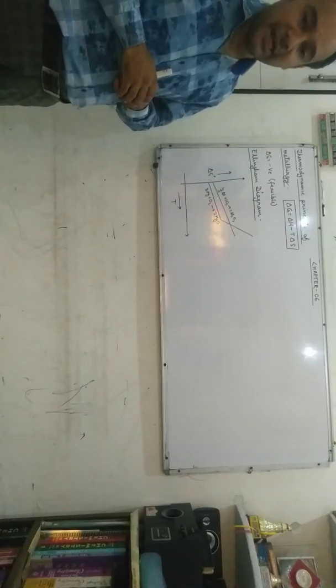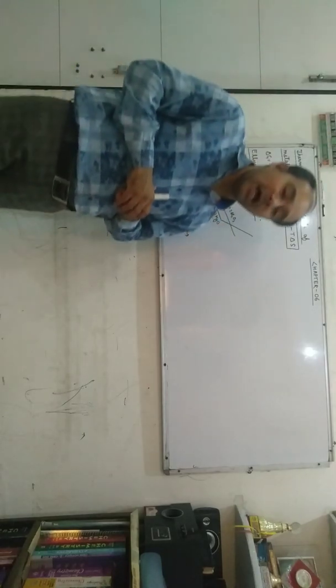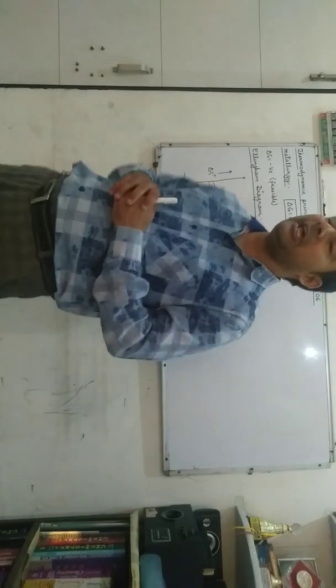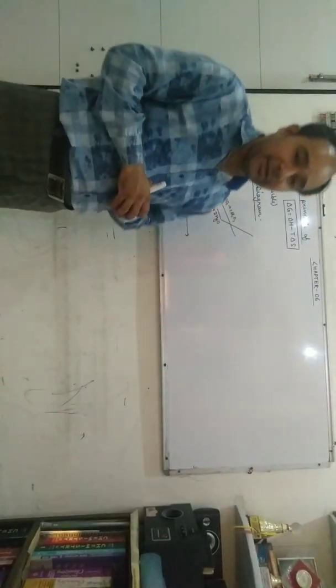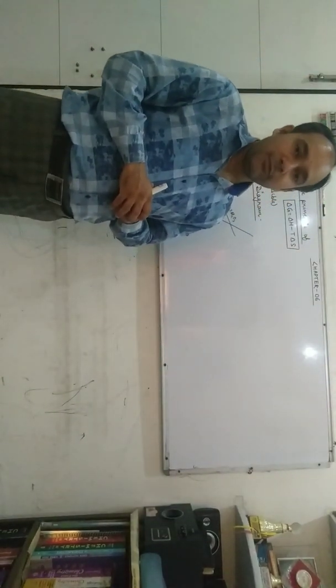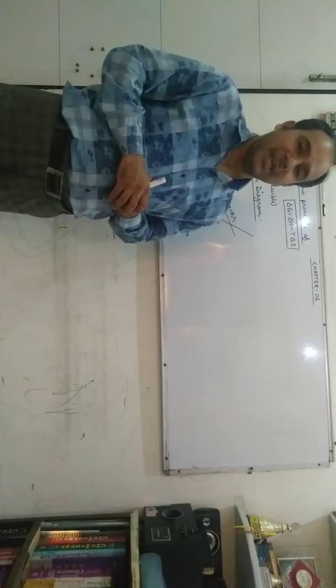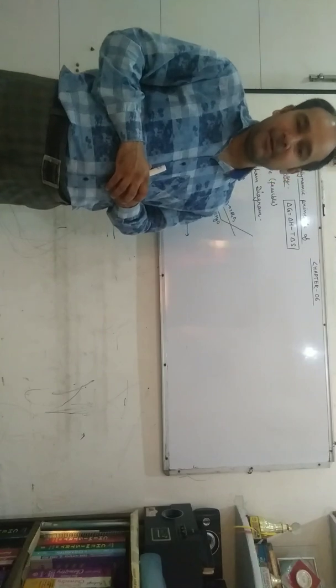Now a question arises: out of carbon or carbon monoxide, which will be the better reducing agent at 673 Kelvin?